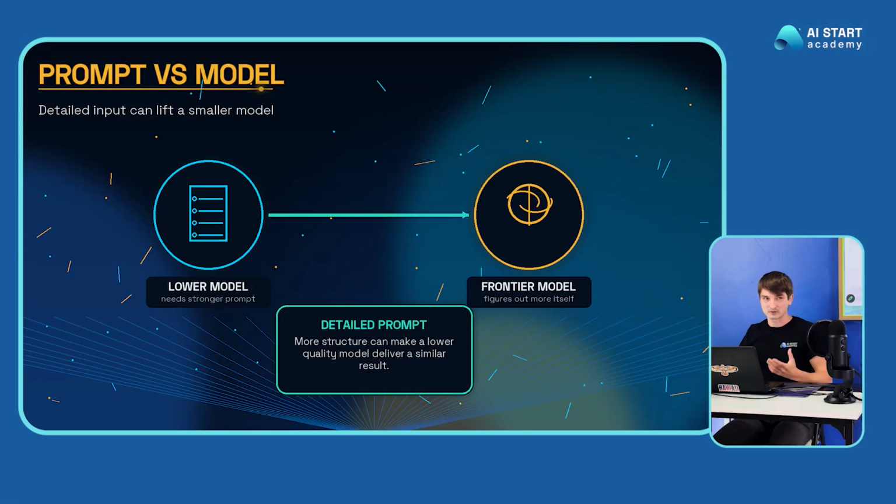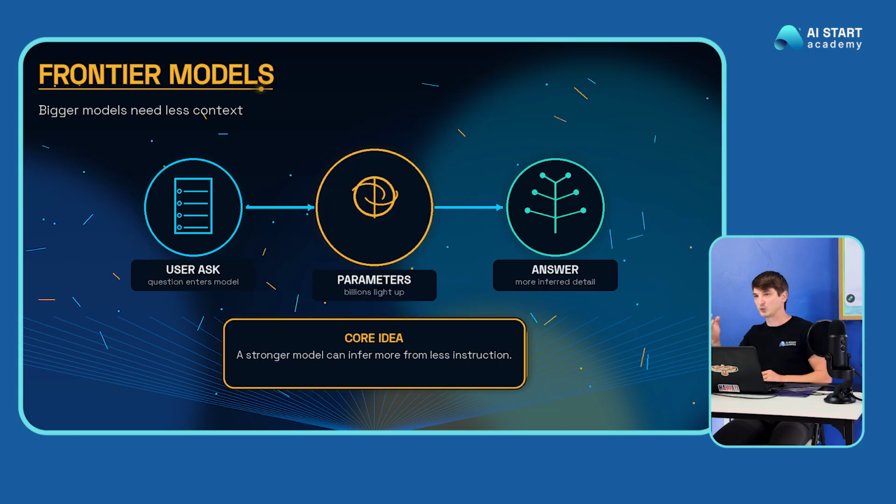Prompt the agent in such a detailed way that a lower quality model will deliver a similar result to a higher model with less input. So a frontier model will have less context, but it will figure out more items by itself.